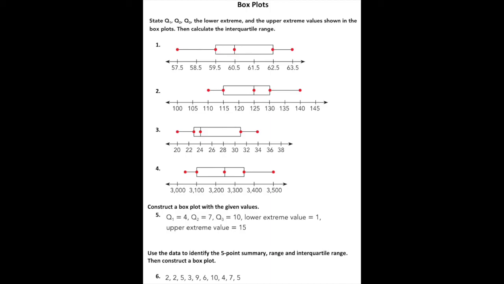For number 6, you're going to use the data set to identify the 5-point summary along with the range and interquartile range, and then you will construct a box plot. Again, for number 6, there's not going to be a section for you to put the box plot, so the box plot is more of your practice. But for 6, you should have the 5-point summary, the range, and the interquartile range. You will see that on the Google form.